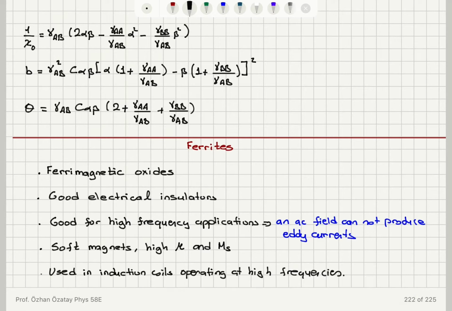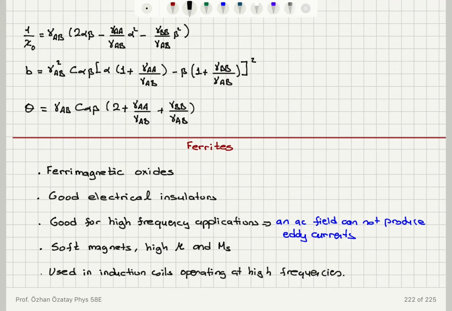So finally, let's talk about ferrimagnetic materials. They are called ferrites. Ferrites are ferrimagnetic oxides. They are very good electrical insulators. Since they're good insulators, they can be used for high frequency applications, because when we have a high frequency AC field, this cannot produce eddy currents that will cause heating in the system. So they're good for that.